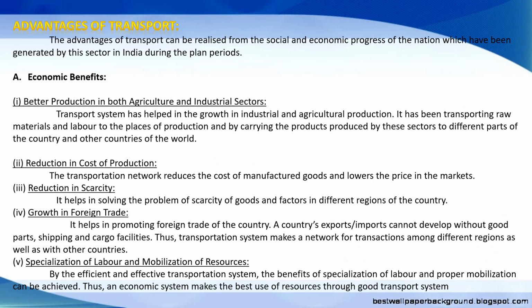First, economic benefits. Better production in both agriculture and industrial sectors. Transport system has helped in the growth of industrial and agricultural production. It has been transporting raw material and labor to the place of production, and carrying the products produced by this sector to different parts of the country and other countries of the world. Reductions in cost of production. The transportation network reduced the cost of manufactured goods and lowered the price in the market.